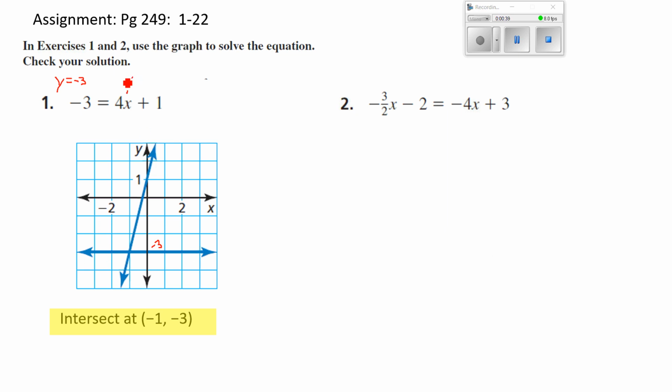And then we have y is equal to 4x plus 1. And if we solve that, we know that we're going to 1. And then we have a positive slope rising 4 and going over 1. Or you could even say going down 4 and over 1. So the coordinates for this linear system are going to be -1 and -3. All right, number 2 is for you to do.